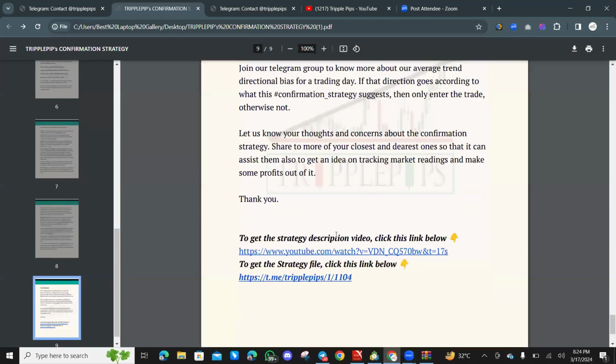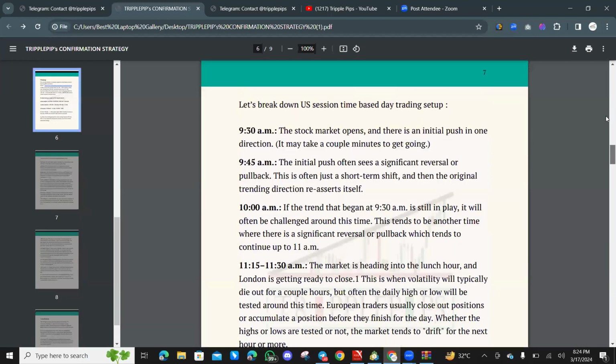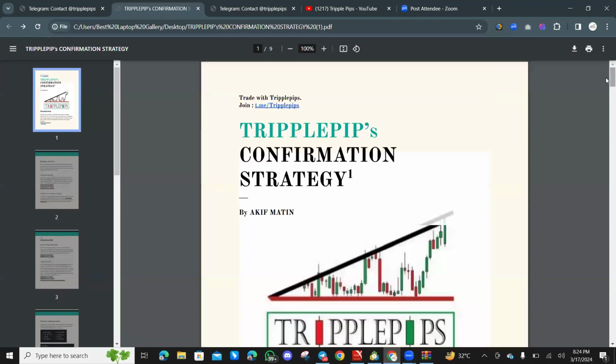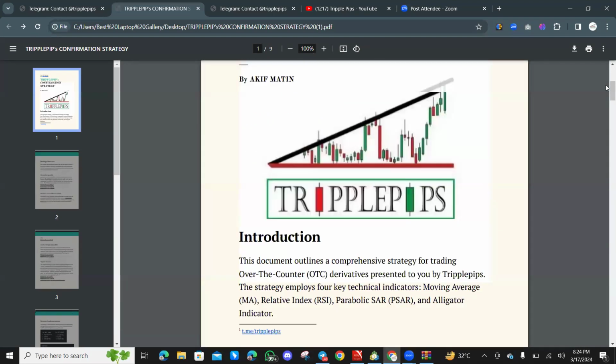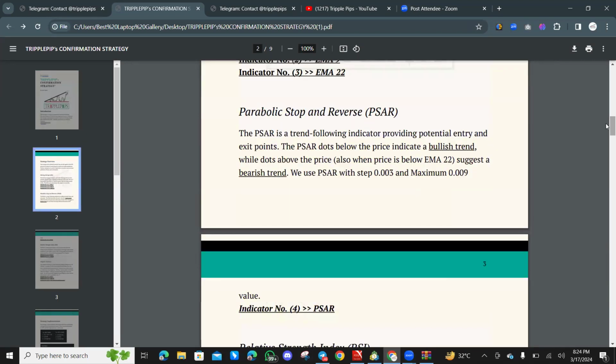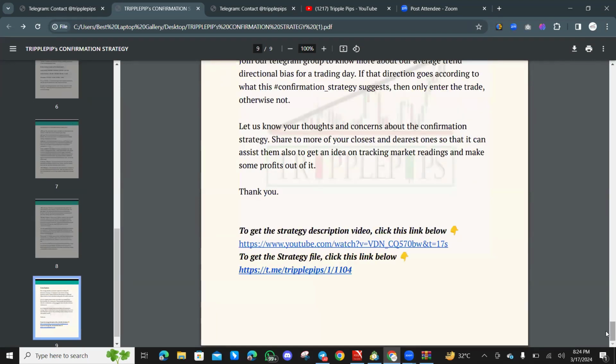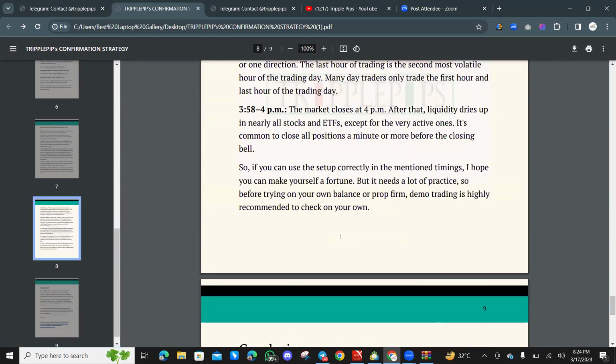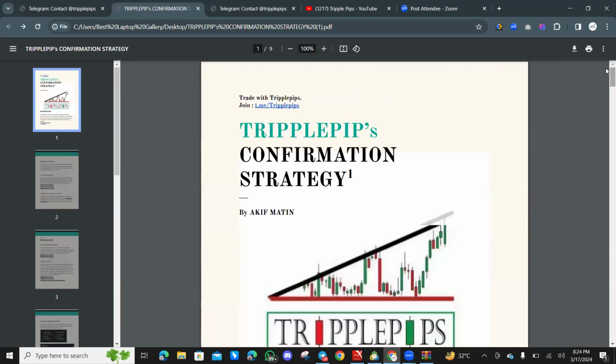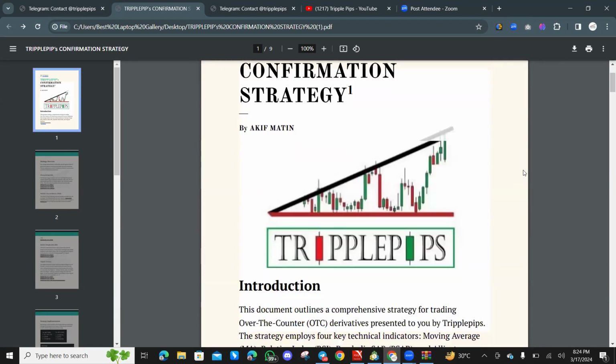So I hope this strategy helps you a lot. At least it helps you filter your own strategy, and it can give you an idea of whether and when to close also. So if you use it and practice it well, I guess you can make a good sum of money. And you can also get this strategy description video from this PDF. If you refer this PDF to any of your closest and dearest ones, they also get an idea, and they can make some money from the market.